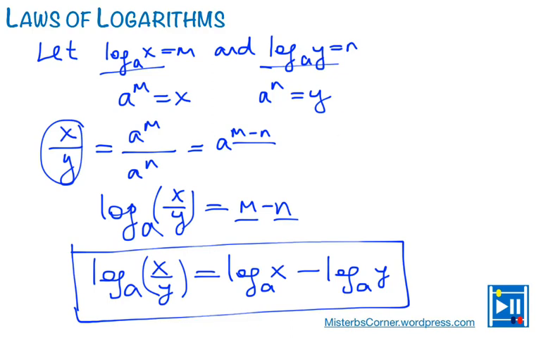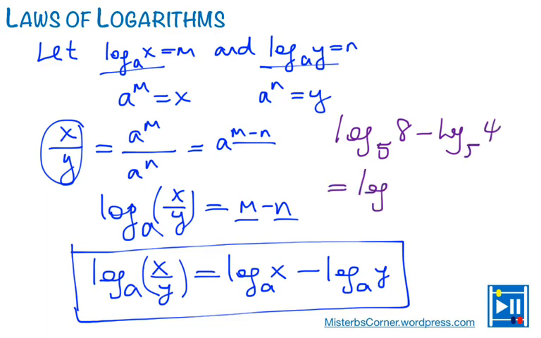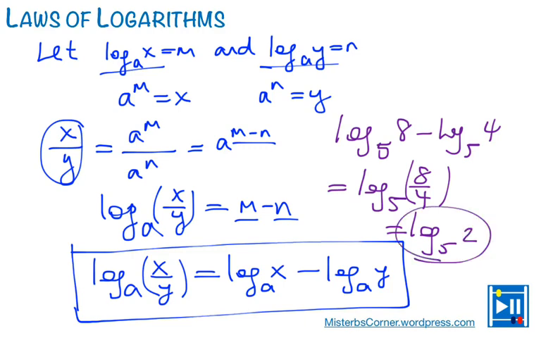For example, if you have log in base 5 of 8 minus log in base 5 of 4, then you can write this as log in base 5 of 8 over 4, which will be log in base 5 of 2, right? So this is how you can use this identity. Now, it works in both ways. Again, you can write a single logarithm here, or you can have a fraction which you can also write as two separate logarithms in subtraction.